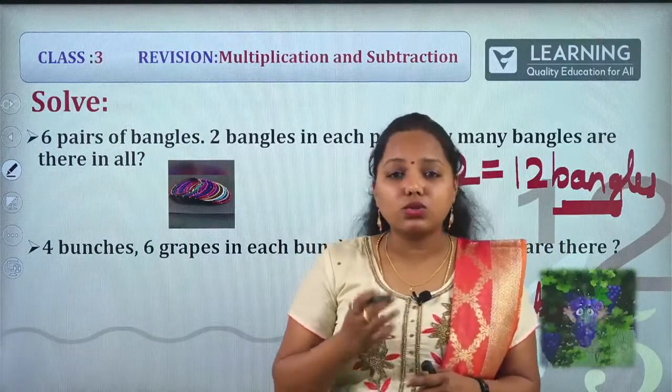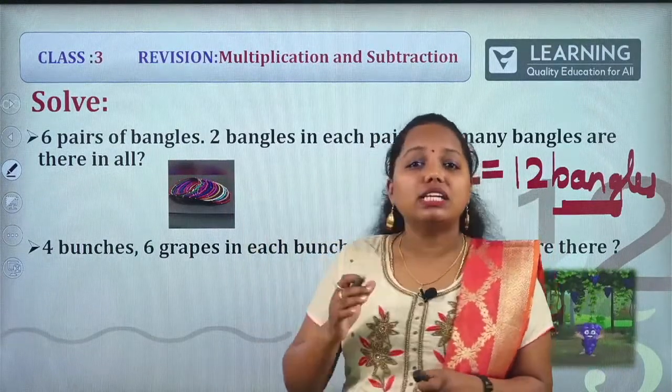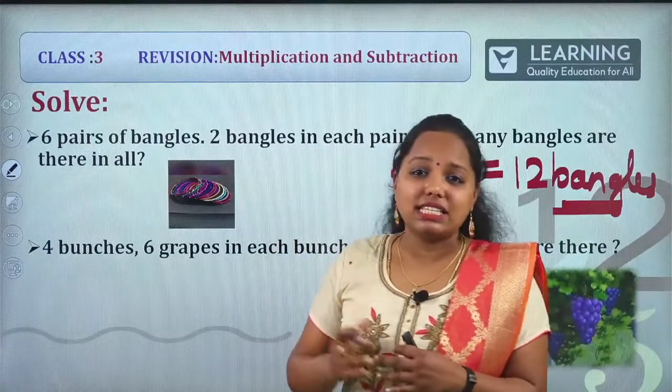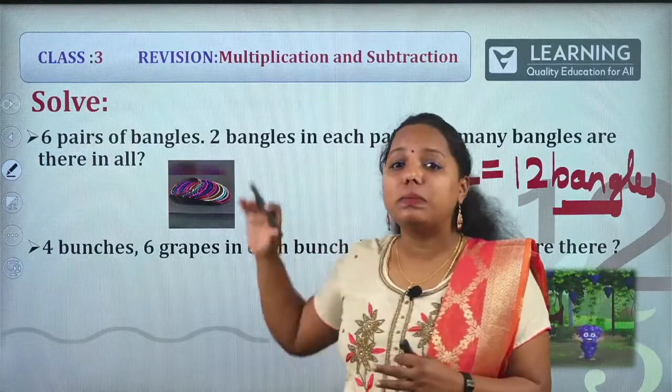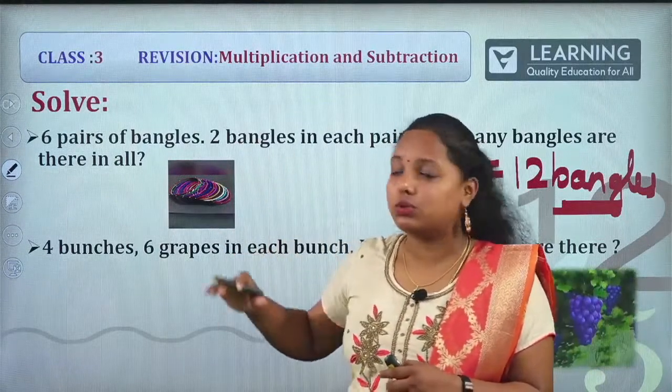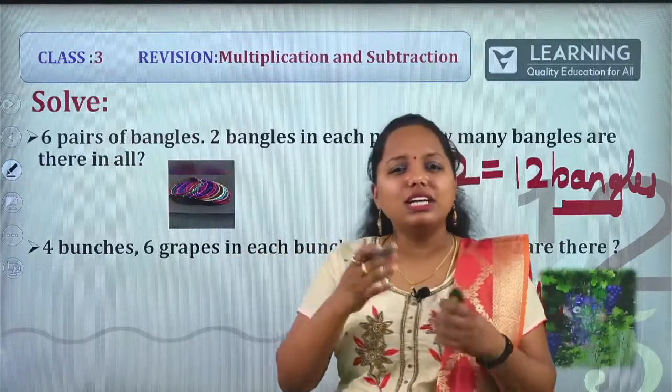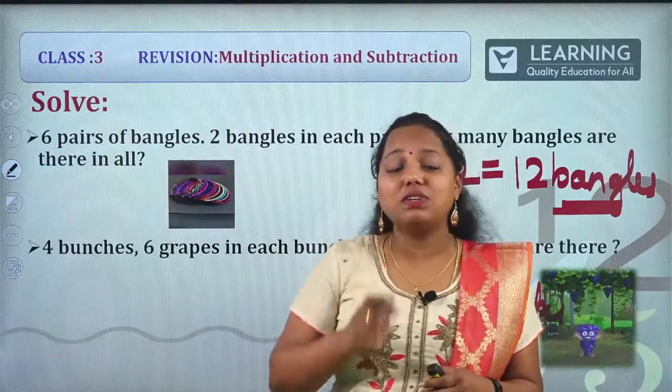Now, if the question is asked for more marks, 2 marks or 3 marks, make sure that you write in the statement form itself. If it is just for 1 mark, you can write the answer directly. If it is for 2 marks, make sure you write in the statement form. So that is 6 pairs of bangles, what is the number of pairs, etc. I hope you know the statement. If not, go back to the previous session and have a look.